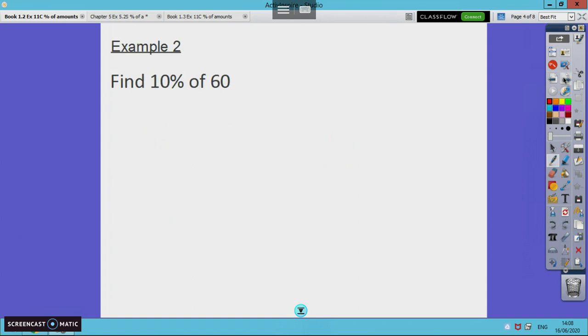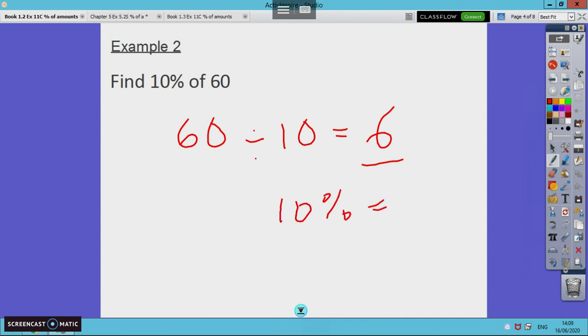Example 2, find 10% of 60. Well, we've already said that to find 10% we divide by 10, so we've got to do 60 divided by 10, which is 6, and so 10% equals 6. Make sure you've got that copied down.